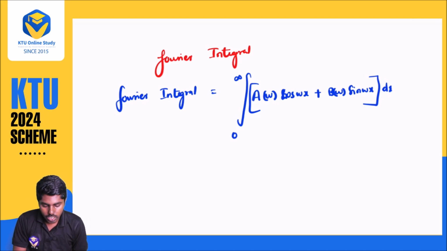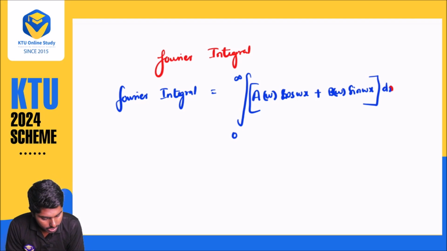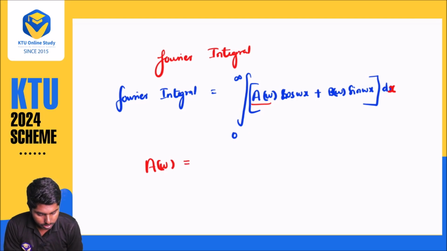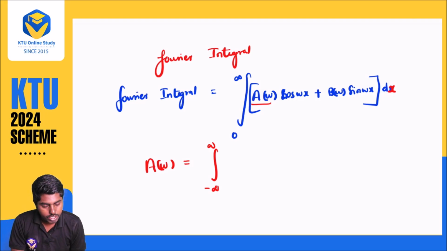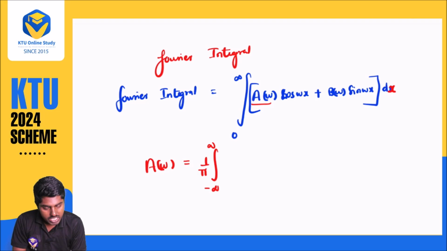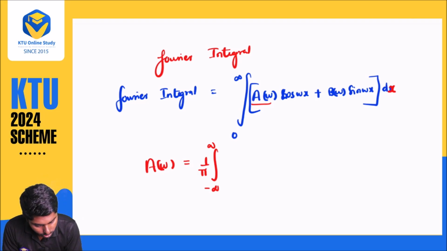Whenever the question asks about the Fourier integral, you want to write the formula. For writing the formula we will get 1 mark. So 0 to infinity a omega cos omega x plus b omega sin omega x dx. Now what is a omega? A omega is nothing but 1 by pi, with 1 by pi outside, minus infinity to infinity.